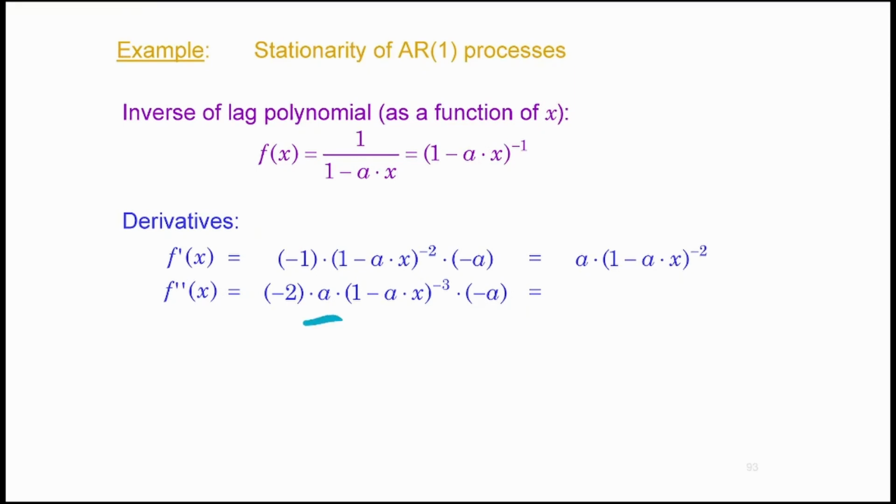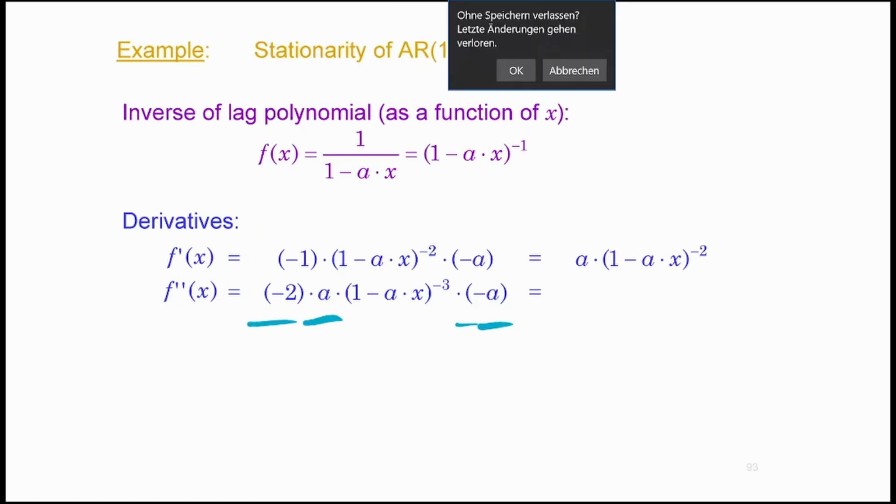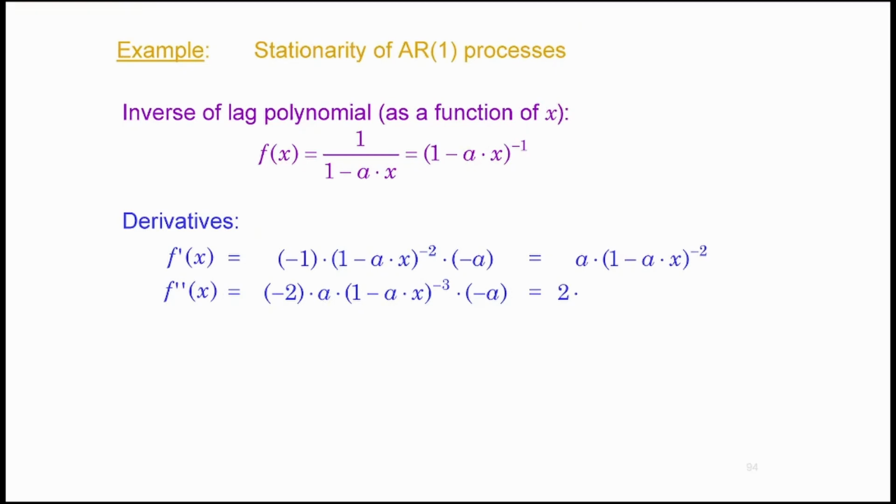So you see, you have a times a, because that's becoming a squared, and then you have -2 times -1, which is going to be 2. So this is going to be 2 times a squared times, and then the brackets to the power of -3. So now from this structure, you basically know how this is going to evolve.